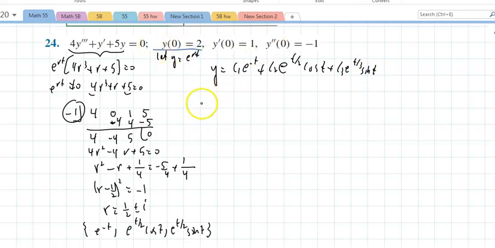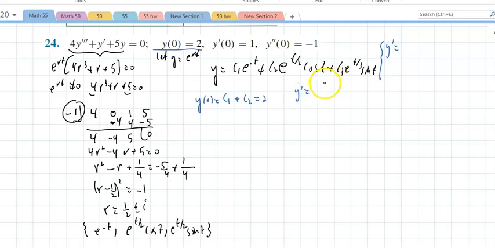Well, starting with y of 0, y of 0 is going to be c1 plus c sub 2, and that's going to equal a 2. I need a few derivatives, so let me get the derivatives. Y prime equal, let me see, can I fit it there? Let me fit it here.